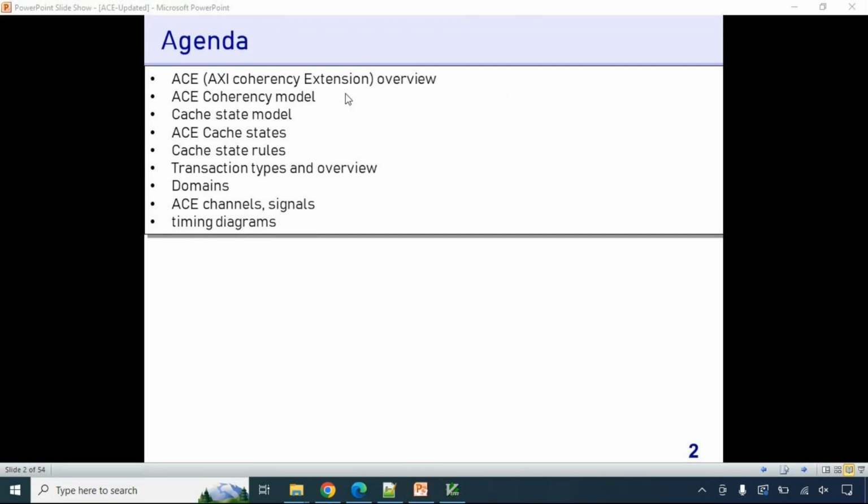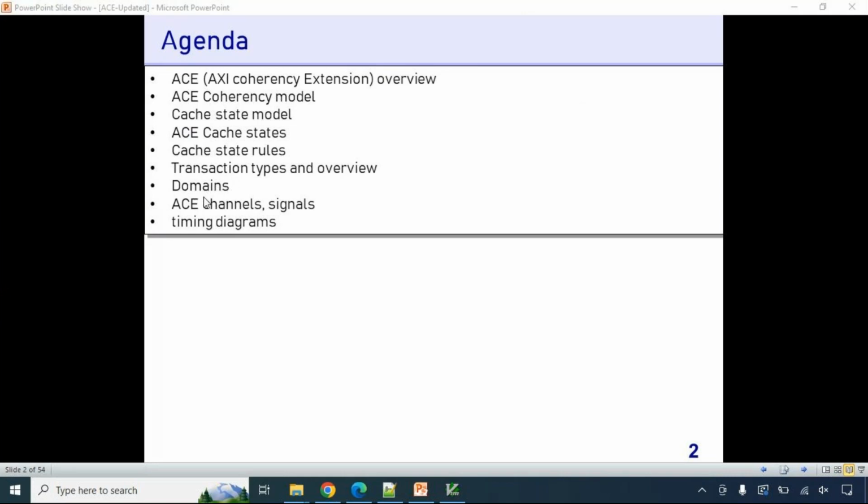We will initially start off with understanding the ACE overview, the protocol overview. Then we will talk about the ACE coherency model, and then the cache state model. Then we'll talk about ACE cache states, and then the basic rules related to the cache states. Then we'll talk about transaction types and their overview. ACE achieves this concept of coherency by introducing some additional transactions, so we will talk about those transaction types.